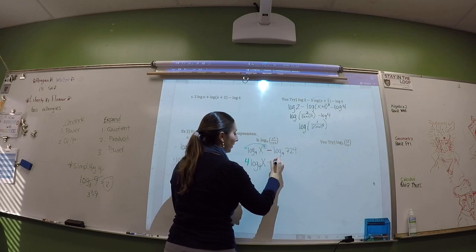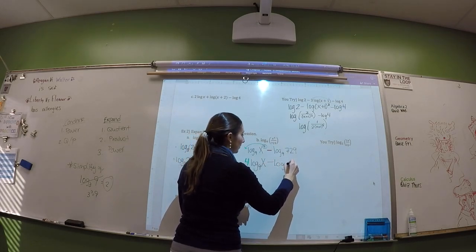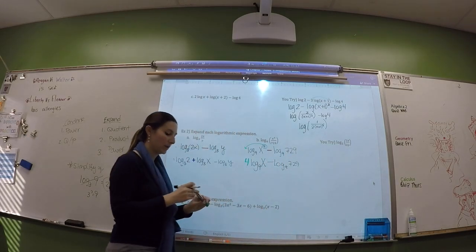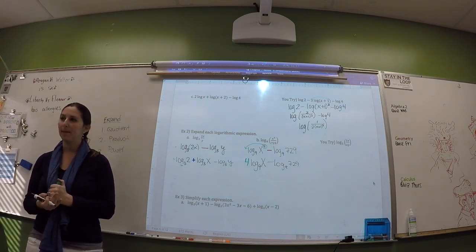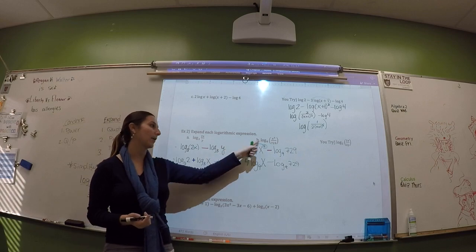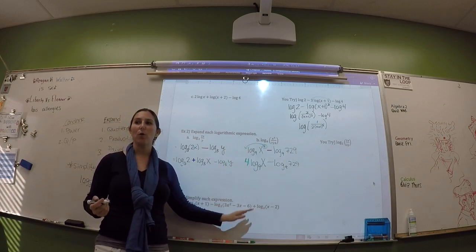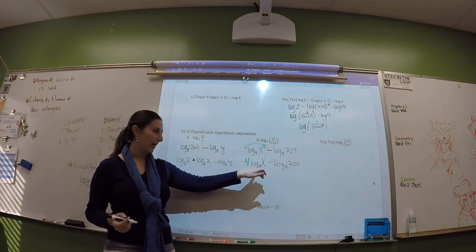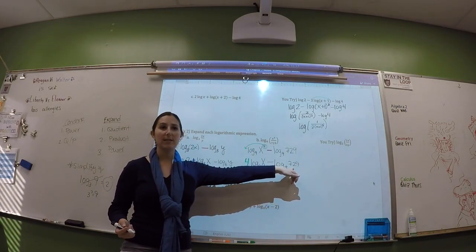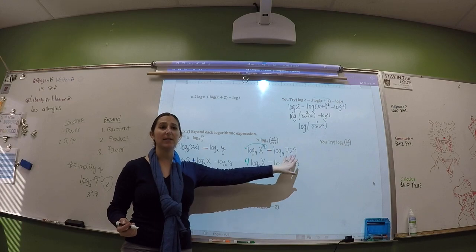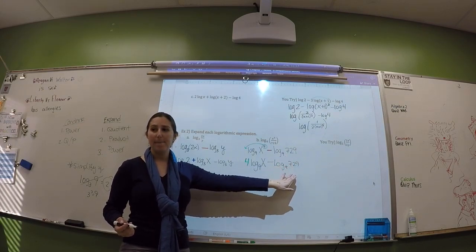When you expand, you're making everything bigger. When you condense, you're trying to make everything small. So we don't have a product, but we did have a power, so we pulled that down. This one is good, we have log with one single thing, but we want to check if this can be simplified. 9 to the 4th, 729.